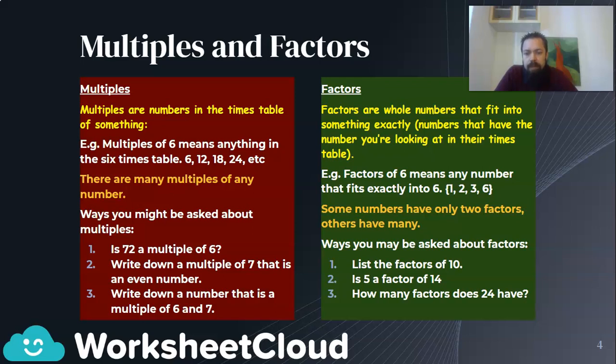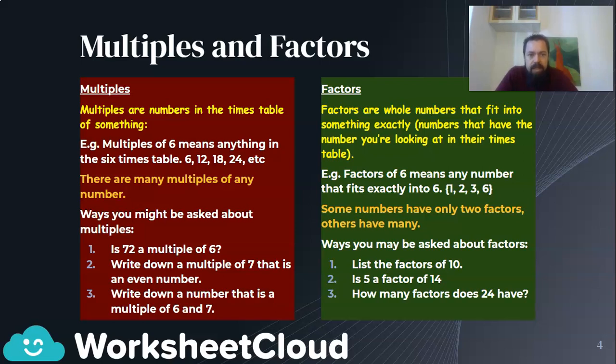It's a number that's in the 6 times table and in the 7 times table. Okay, so multiples starts with M, and I like to think multiples make up a number. So 12 is made up of 6s. So I always remember multiples make up a number.